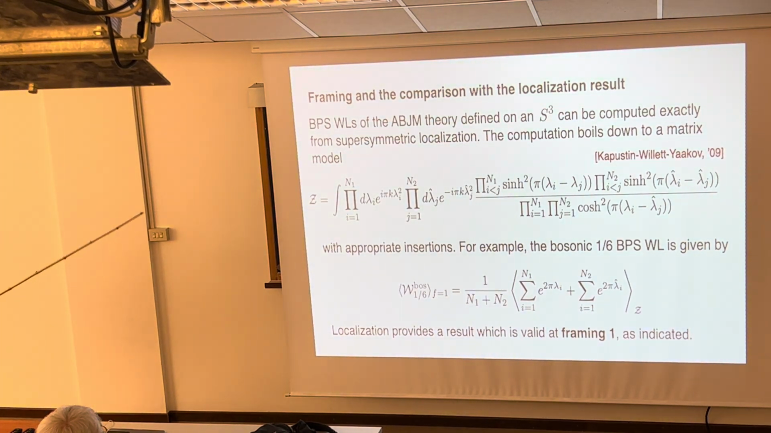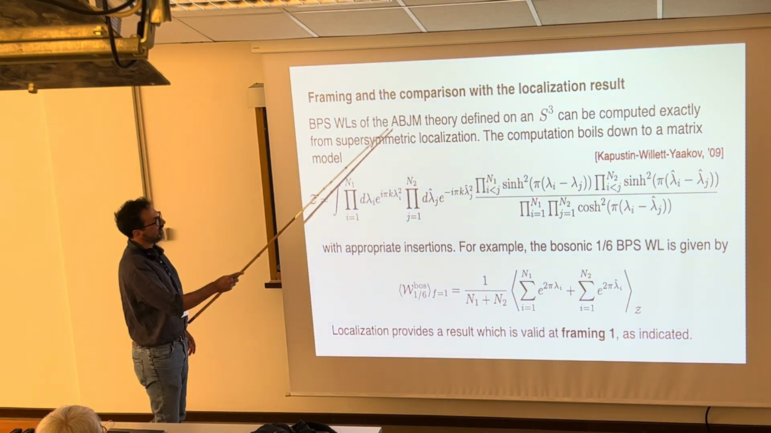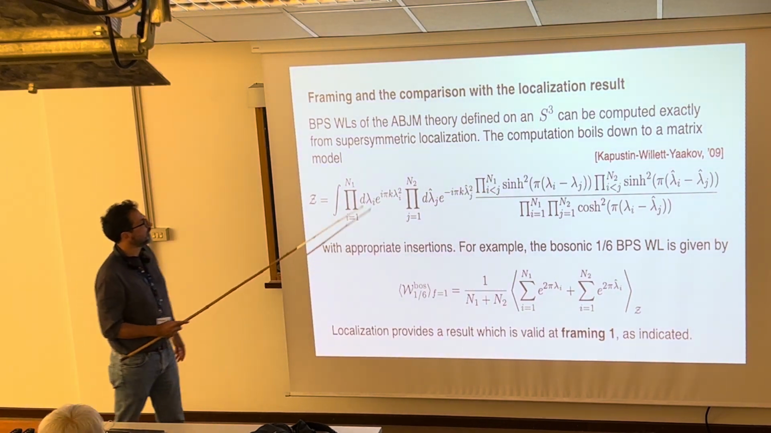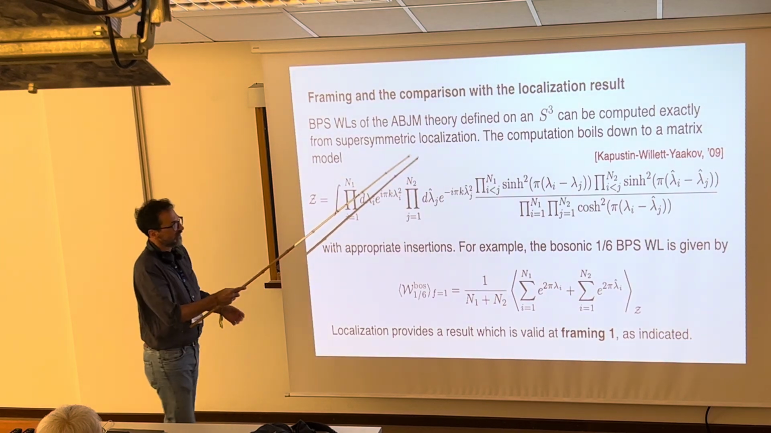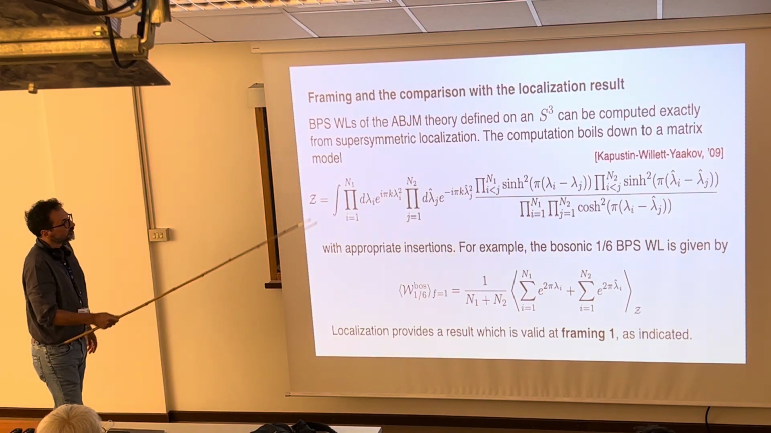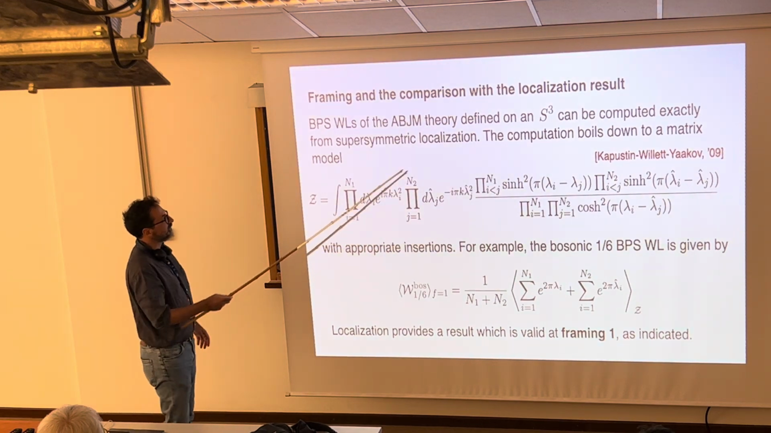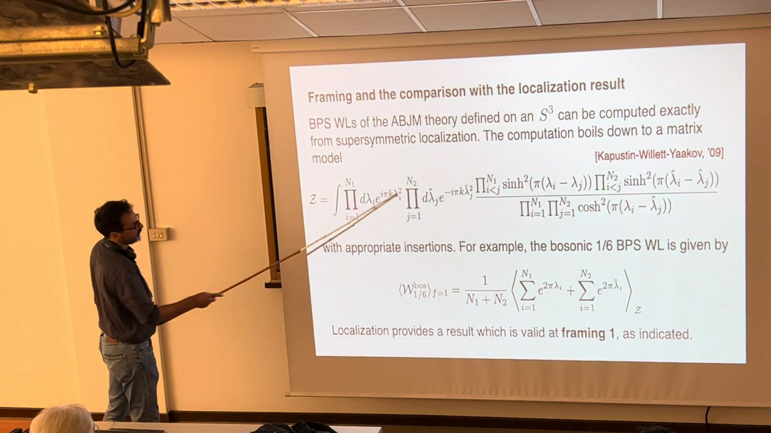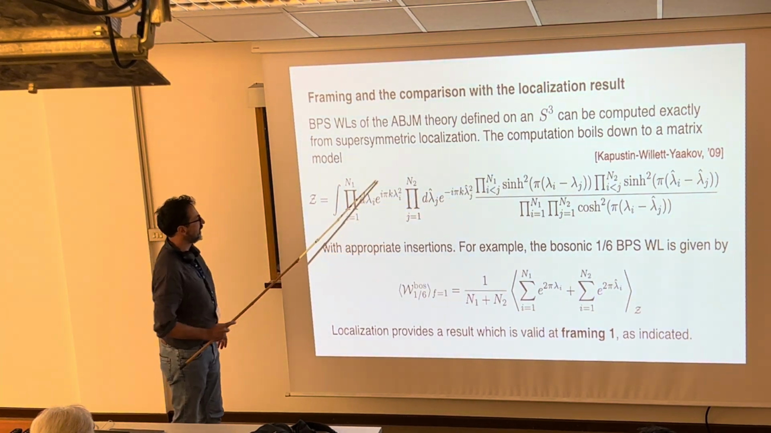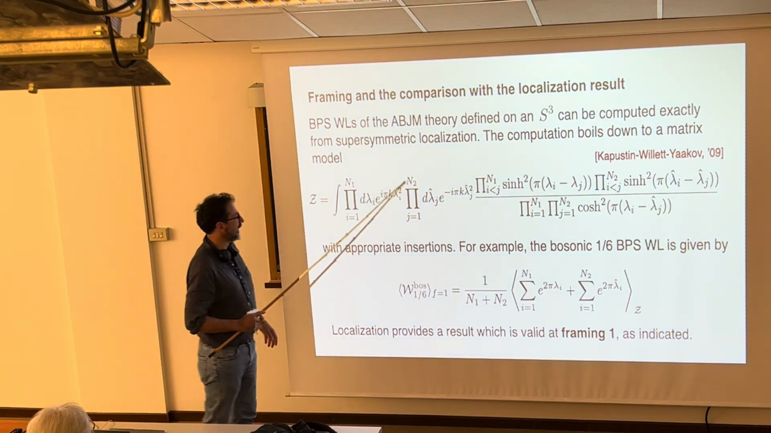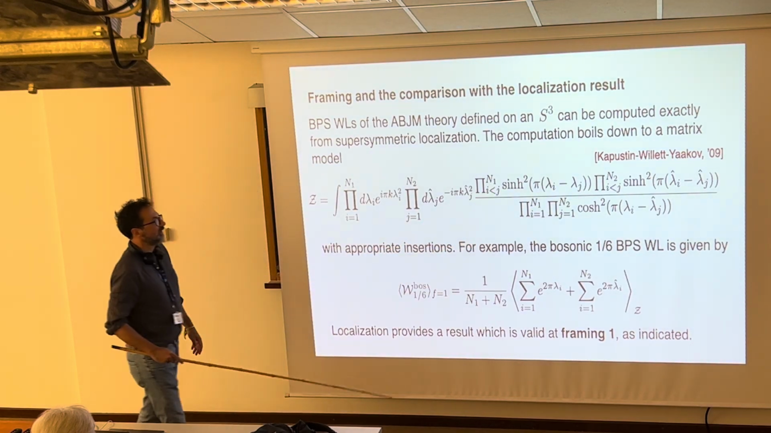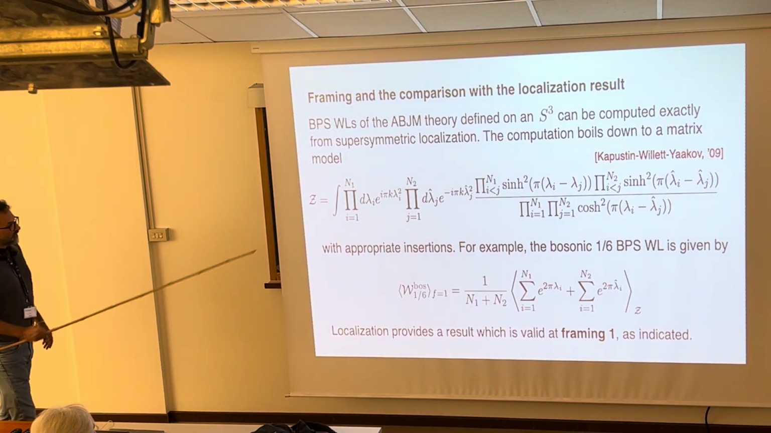So now let me continue with these comments about framing. Of course, ABJM you can compute exactly. You can localize it using supersymmetric localization, and then you can reduce the ABJM path integral, the partition function, to a matrix integral where you have two nodes of the quiver, so you have two blocks of eigenvalues, N1 and N2, and you have Gaussian pieces, but also very complicated one-loop determinants that give you these structures. So this is the partition function.